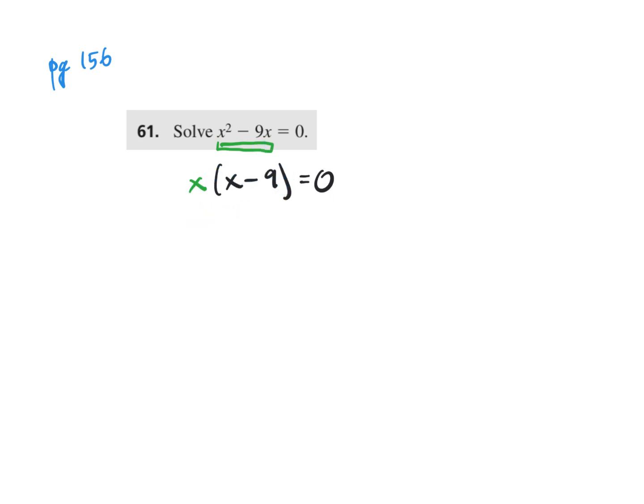Once it's factored, you can take each factor all by itself and set it equal to 0. This is called the zero product property. If you multiply two factors and the product is 0, then one of those factors must be 0. So it's either the first one or the second one. We're trying to find values of x. We found one of them, and the other one is x equals 9.